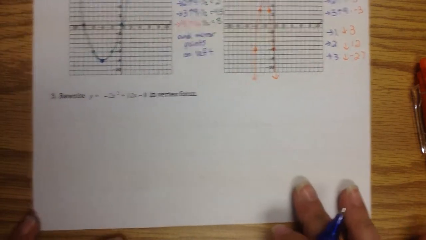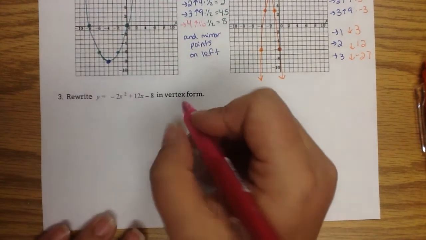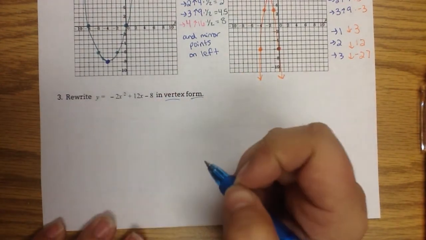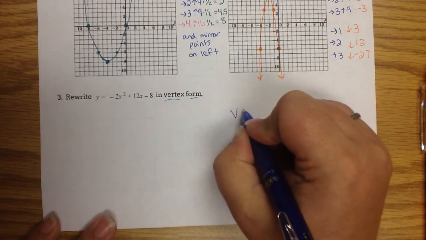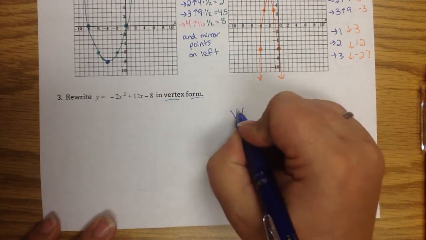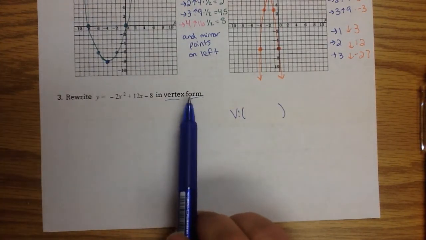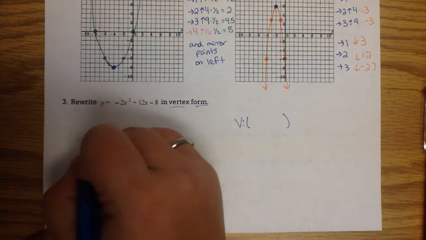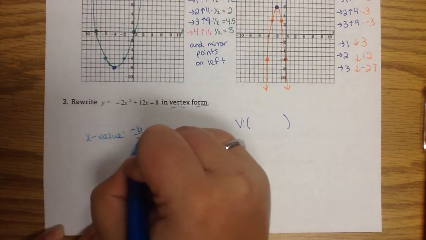Next one, number 3, rewrite this in vertex form. Okay, well, in order to have vertex form, I'm going to need to find the vertex, yeah? So, to get the vertex, I need to figure out if this is in standard form or vertex form. Well, it's not in vertex form because that's how I need to write it, so it's probably in standard form. In order to find the x value of your vertex in standard form, you do opposite b divided by 2a.